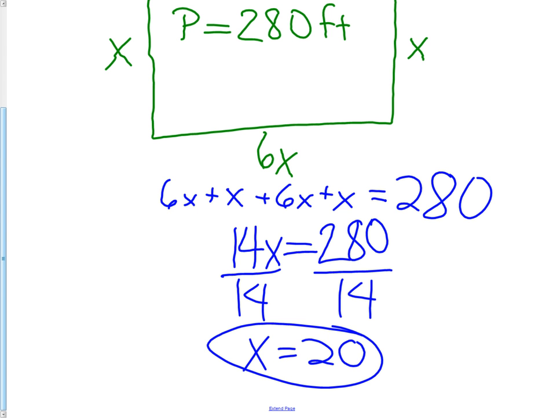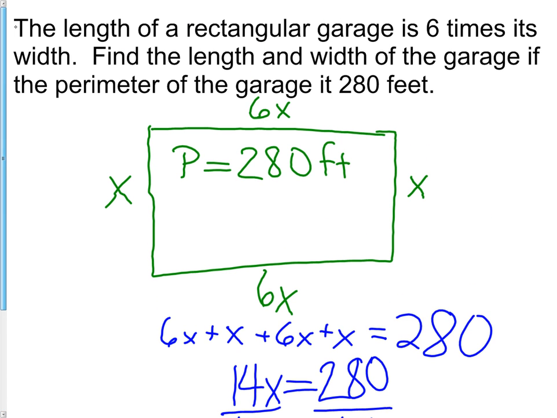Now, remember, the last thing we should always do before we're done with the word problem is to check what it said to find. It said, find the length and width. So far, we've only found x. We need to put that x back in the problem. If we put 20 in for x right here, we would get 20 feet for the width. And if we put 20 in for x on the top, we would get 120 feet for the length. We've now found the two measurements and we've answered the problem.